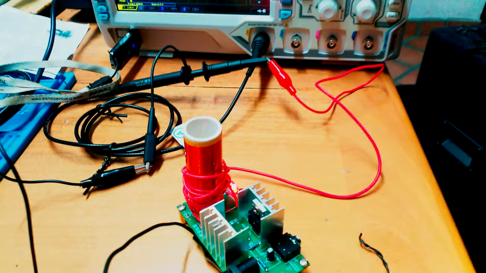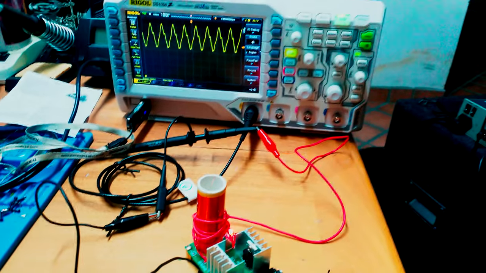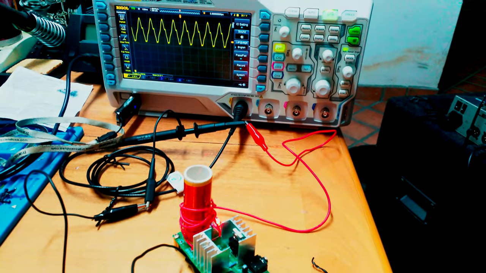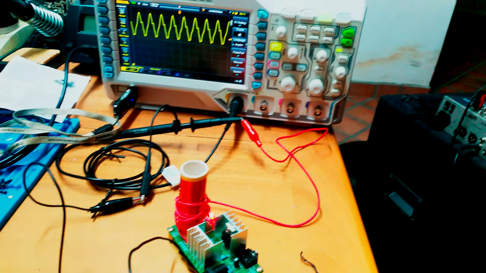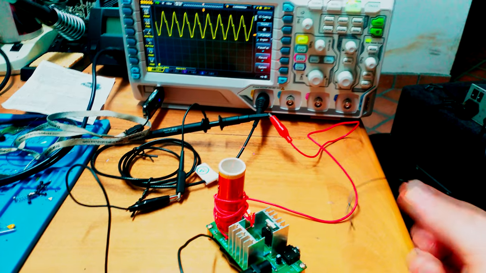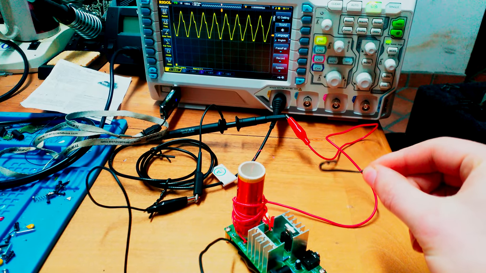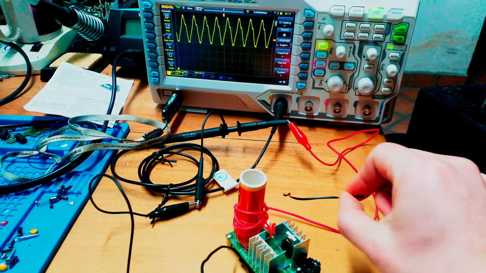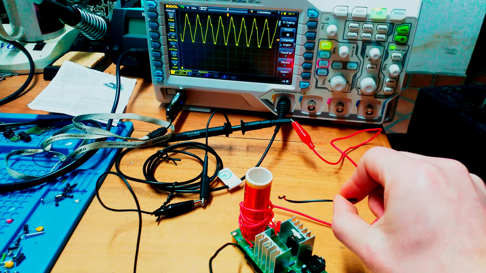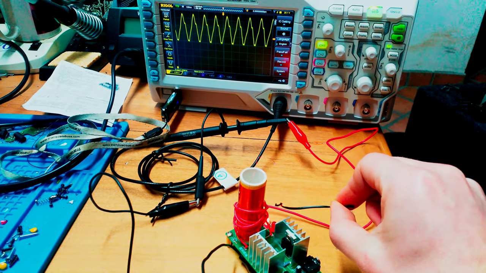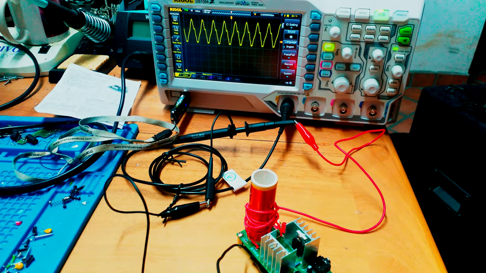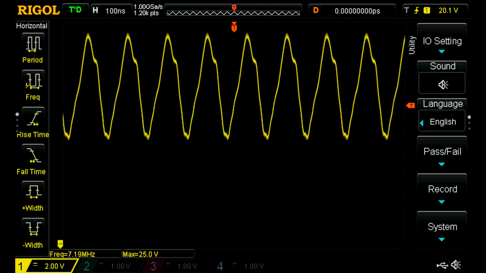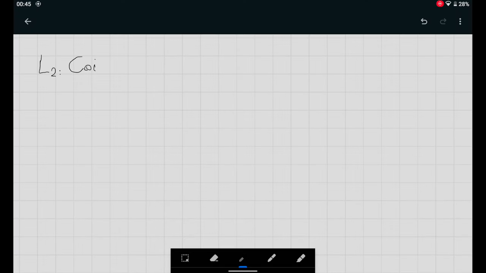After checking the basic operation of the device, I proceeded with a technical analysis. Using the oscilloscope, we can observe how the signal intensity varies when a conductive object is approached to the coil. Also, we can find the frequency at which the circuit oscillates. From these data, we can calculate the parasitic capacitance of the secondary coil.